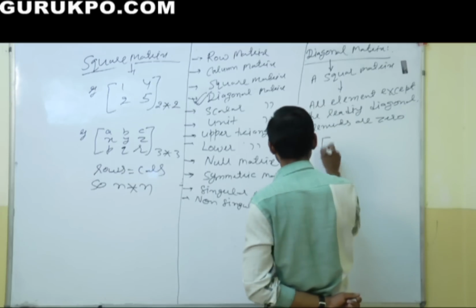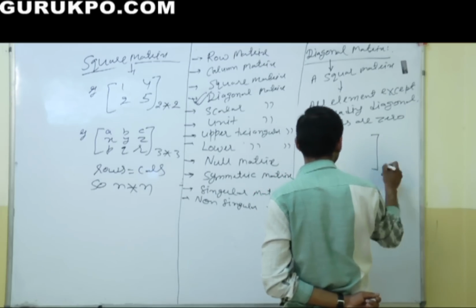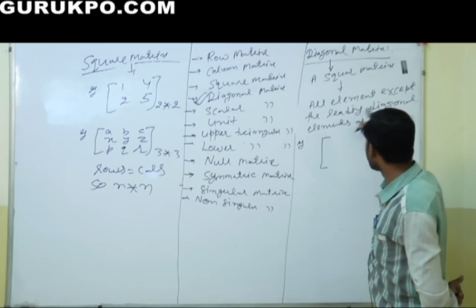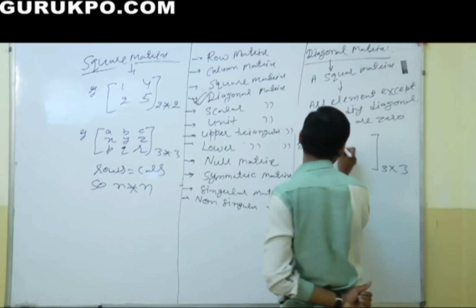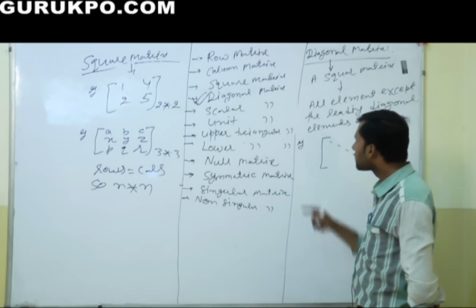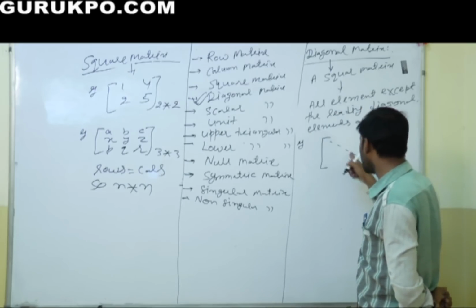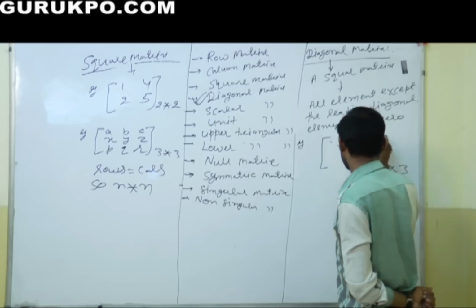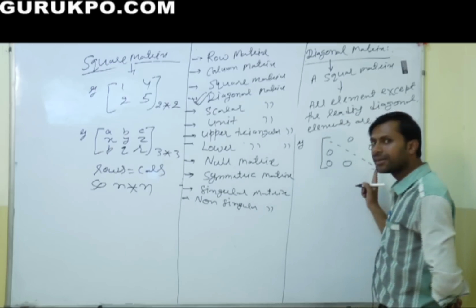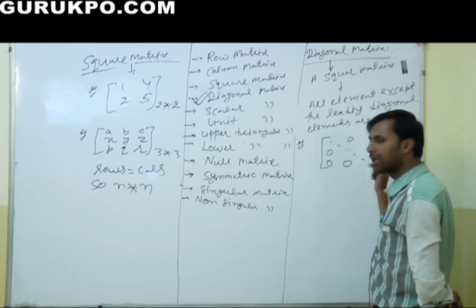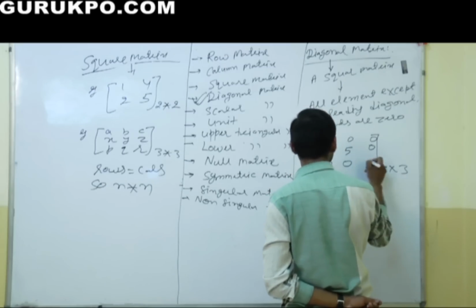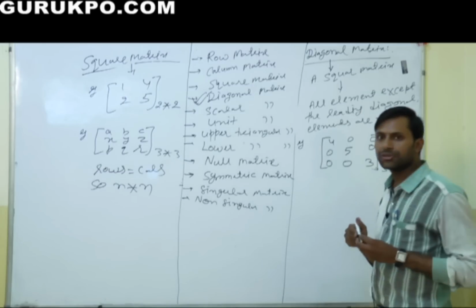Like a 3 by 3 matrix. It is a square matrix. The leading diagonal elements are these 3 elements, and all elements except these are 0. On the diagonal there may be anything, like the elements 4, 5. So it is a diagonal matrix.